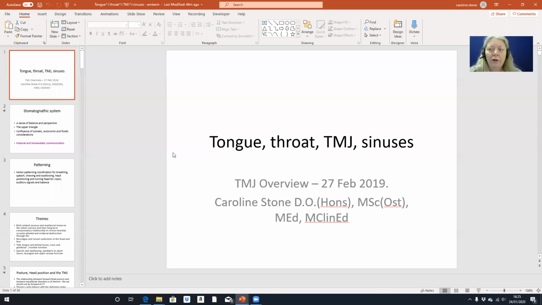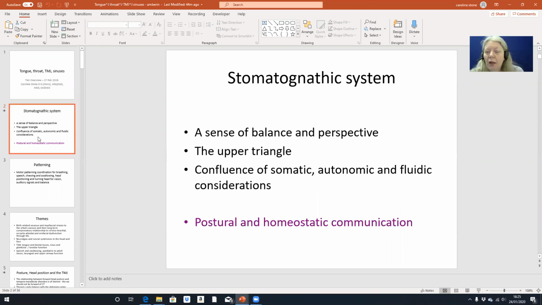Okay, so we're going to have another little chat through of something, this time from the tongue, throat, TMJ, sinuses. So these are all part of the stomatognathic system. But in fact, this course about the stomatognathic system is so much more than just TMJ pain. It's all about how the stomatognathic system is involved in bringing a sense of balance and perspective. So it's not just balance, it's balance, mental and emotional balance.